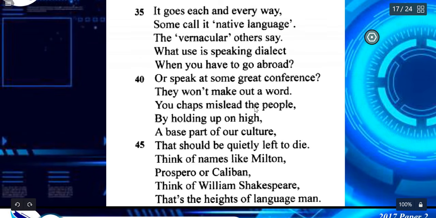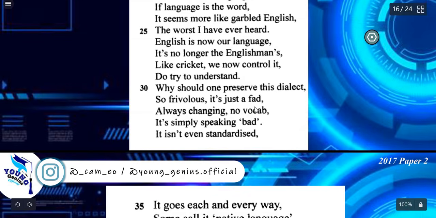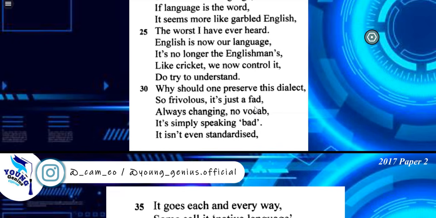And you have what he speaks about Milton, Prospero, or Caliban, all references to William Shakespeare, who was this high-end writer, right? He says that's the heights of language, man, right? So he is downplaying the language because it's not Standard English. That seems like he is saying that Spanish isn't a language or French isn't a language. That's how it feels to me. I'm quite offended. But let's not take anything personally. It's just a poem. But yeah.